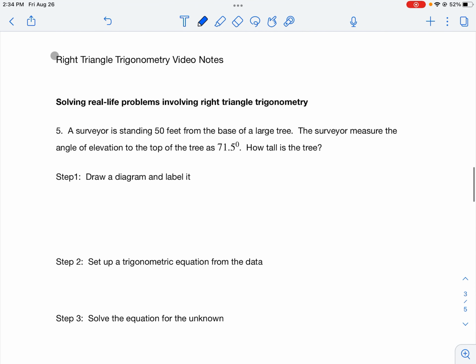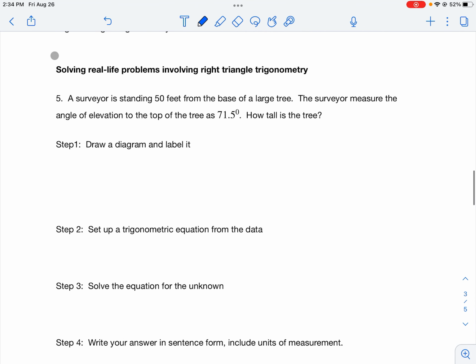All right, let's apply this to a word problem situation. So a surveyor is standing 50 feet from the base of a large tree. The surveyor measures the angle of elevation to the top of the tree as 71.5 degrees. How tall is the tree? So this is kind of a standard type of application problem for right triangles. We always assume that trees grow straight up and down, and the ground is always flat unless specified otherwise. So on solving any of these word problems, there's going to be a 4-step process.